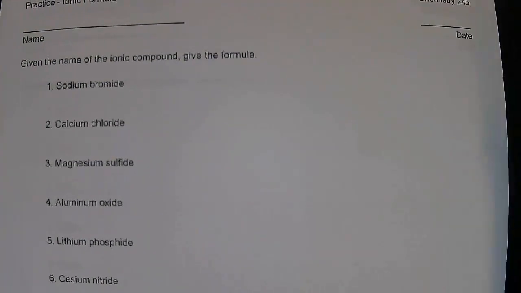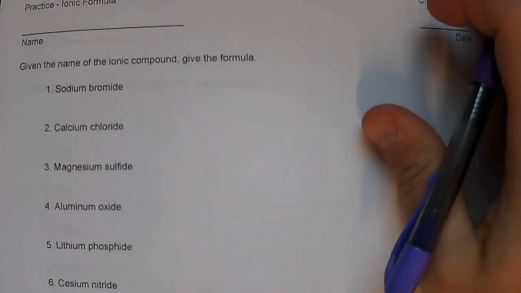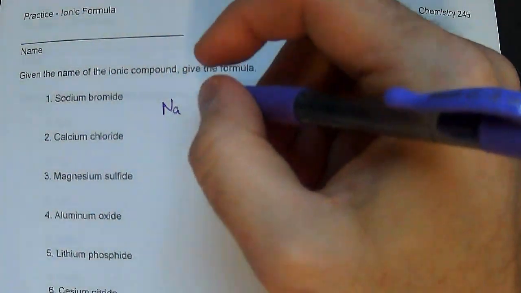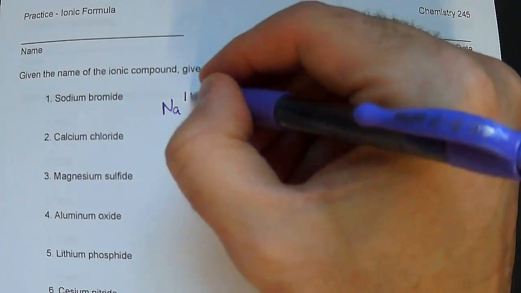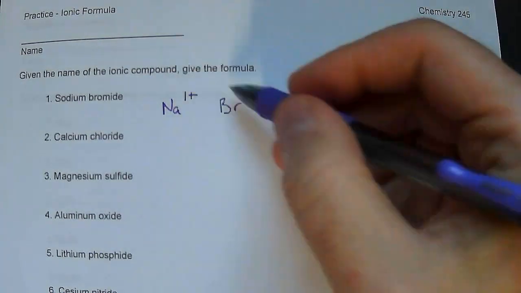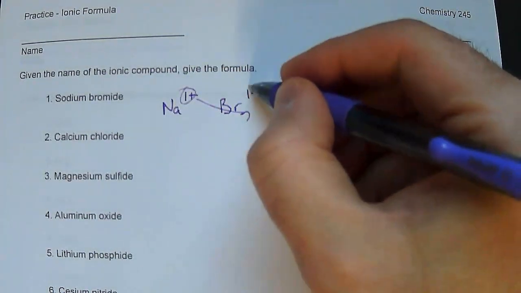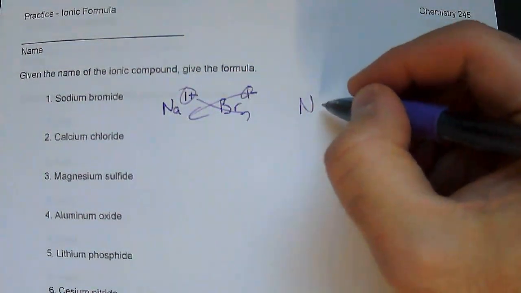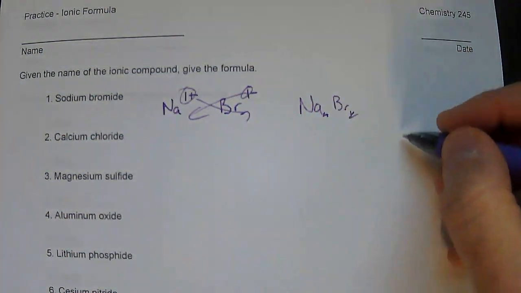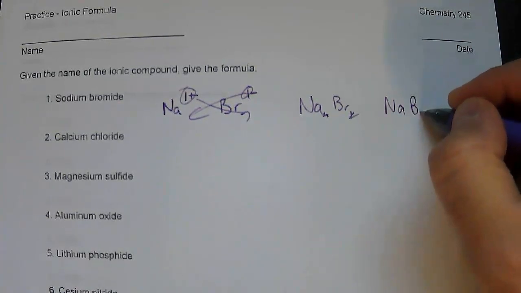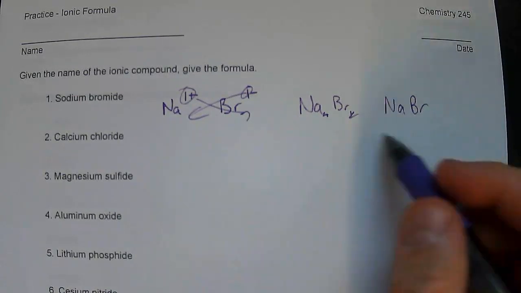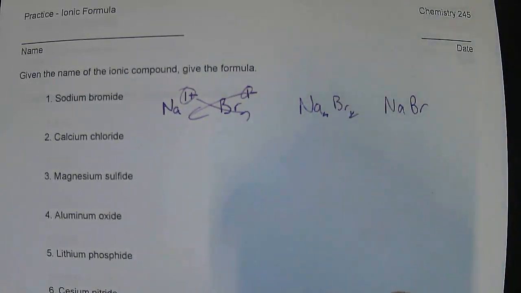Okay, so sodium bromide. Remember, we have to know the charge. The charge on sodium is going to be 1+, and bromide, Br, is 1-. We crisscross. We get Na1Br1, but remember we don't write the ones, so it's NaBr. And I like it when you show me all the work here. That way I know how you're thinking about it.